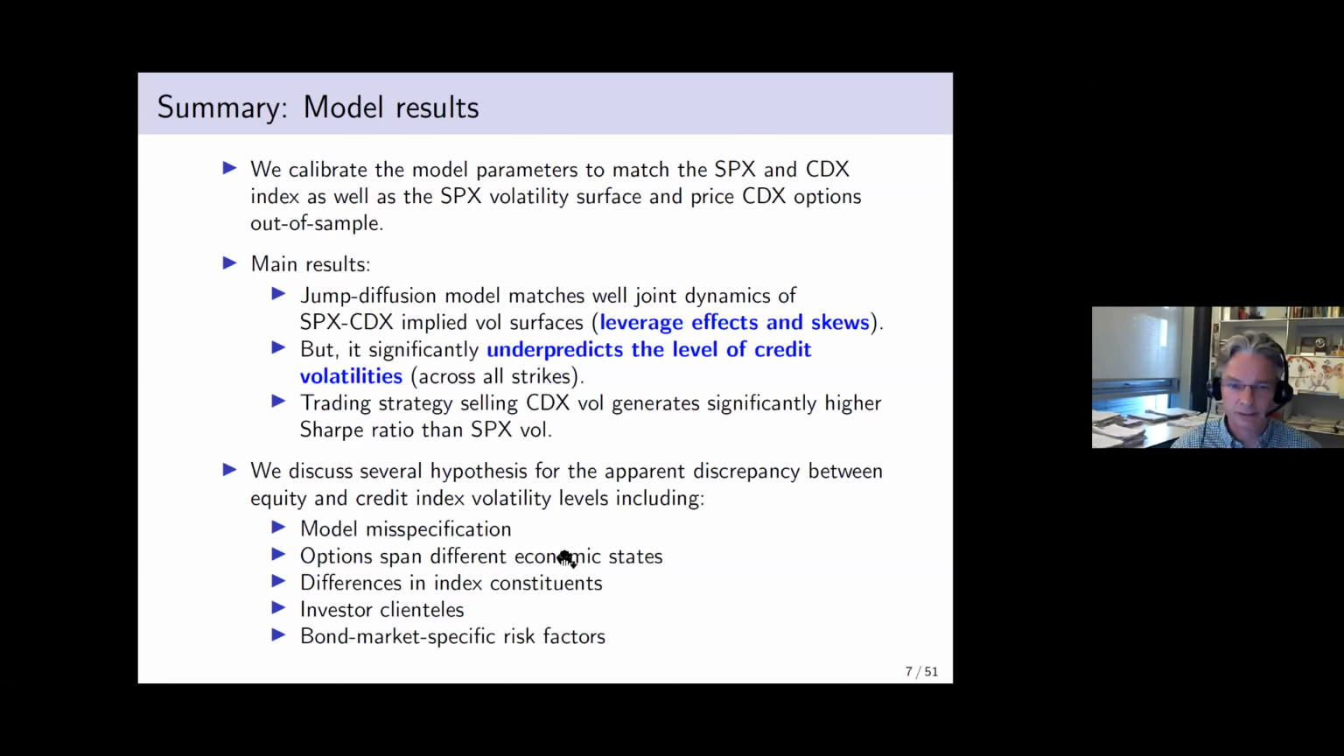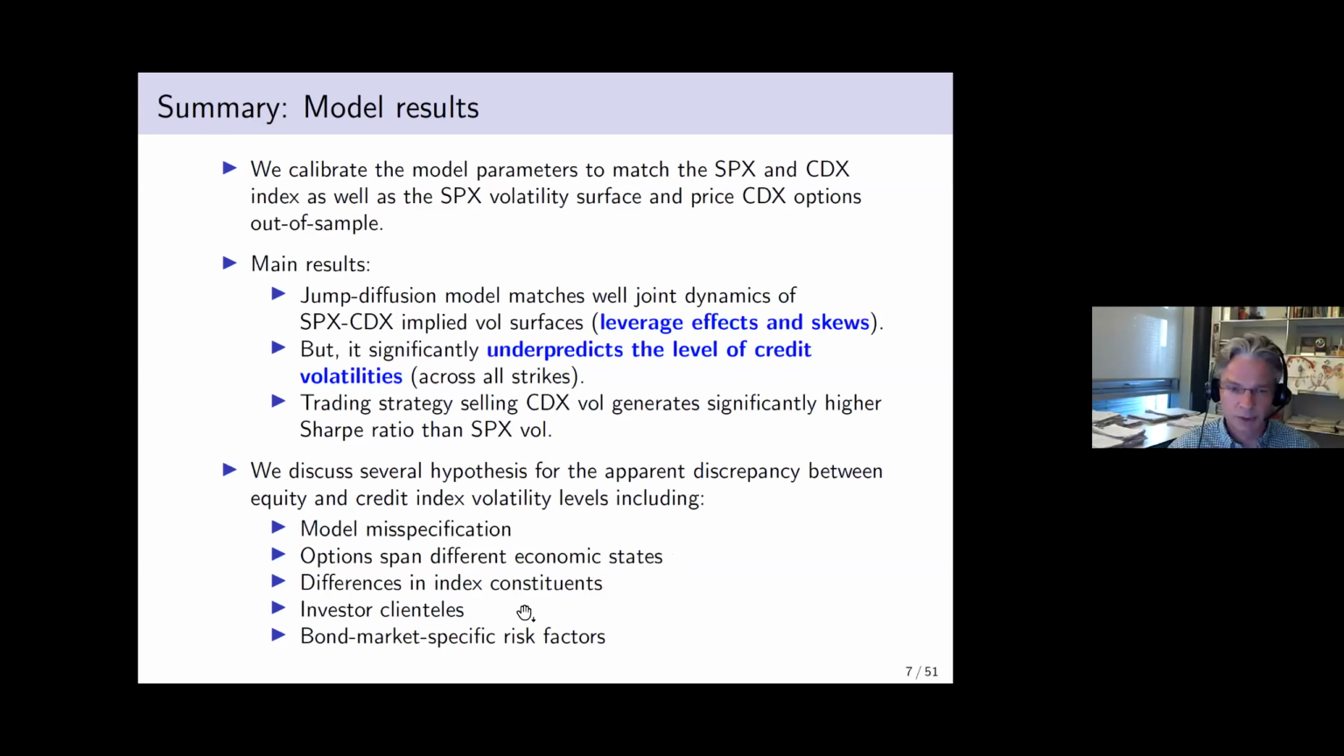And so we find potentially 3 explanations. One is maybe the constituent indices are sufficiently different, even though they're both quite large, and even though they seem very similar in terms of their constituents, maybe there's some heterogeneity there that plays a role. And lastly, it could be that there are different investor clienteles.